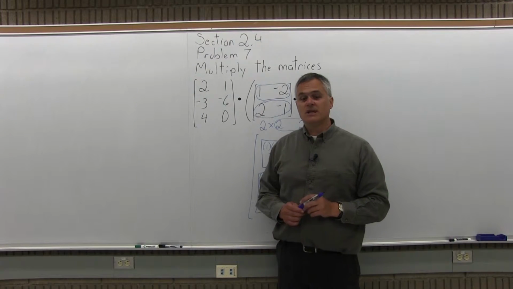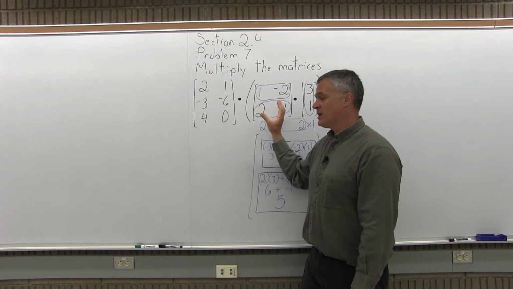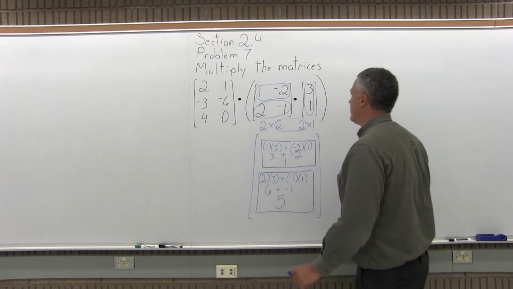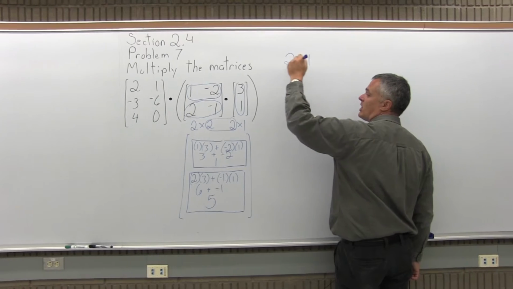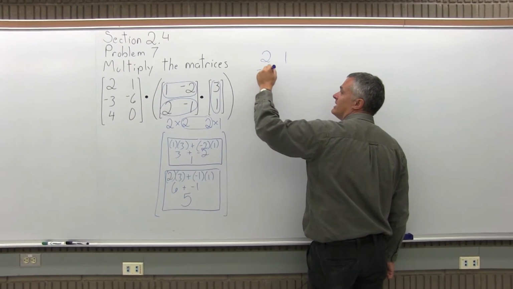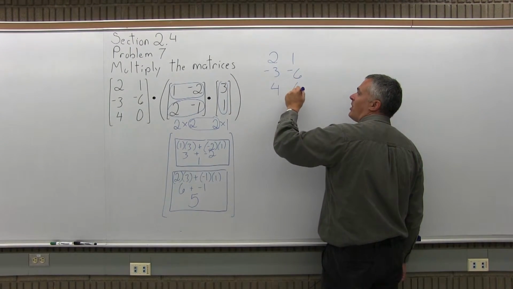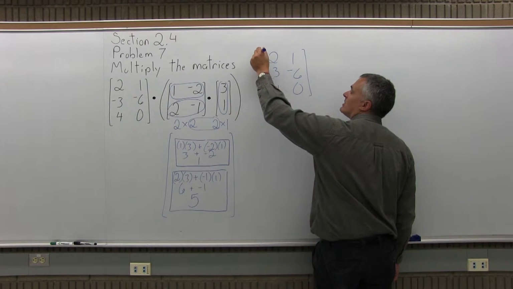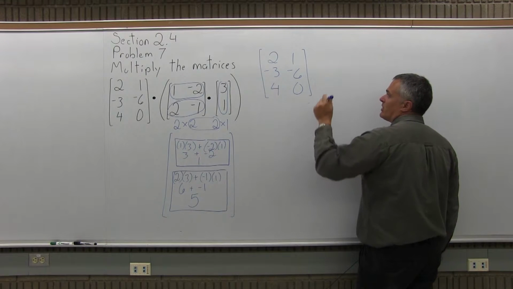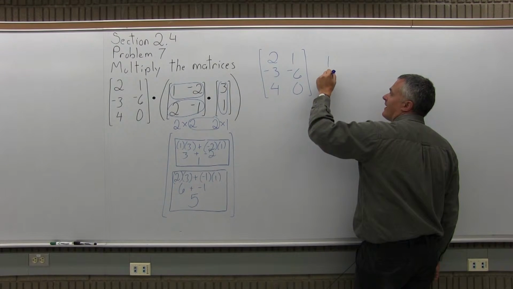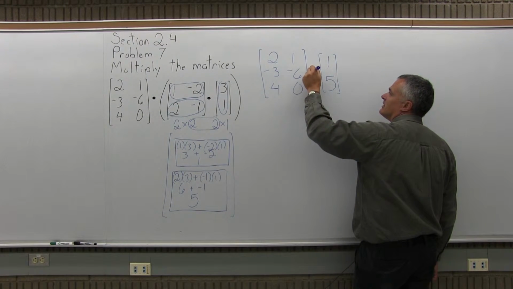So our work in the parentheses is done. Now I'm going to take the matrix that was outside of the parentheses and multiply it times the result we got from the work inside the parentheses. The matrix from outside the parentheses had 2, 1 in the top row, -3, -6 in the middle row, and 4, 0 in the bottom row. I'm going to multiply that times the result of the work in parentheses, which is a matrix with only 1 column, a 1 in the top position and a 5 in the lower position. And I want to multiply those 2 together.